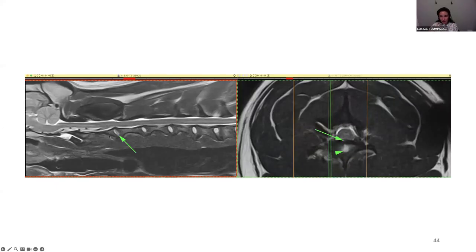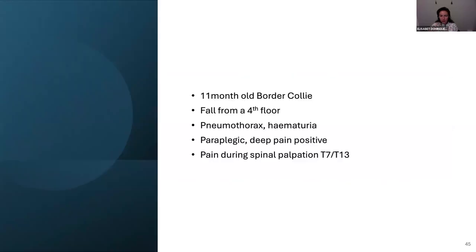So here on the sagittal, we can see exactly the same. If we compare the size of this disc compared to the other, this one is reduced in volume. The nucleus pulposus is smaller, so it means that that one had a small extrusion of nucleus pulposus that is non-compressive. Okay, so let's see another case.